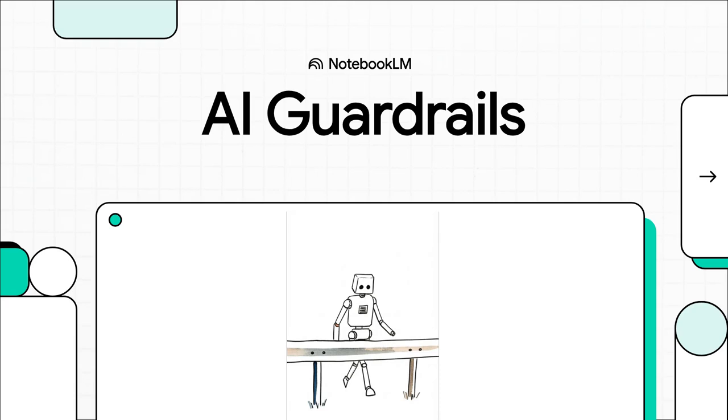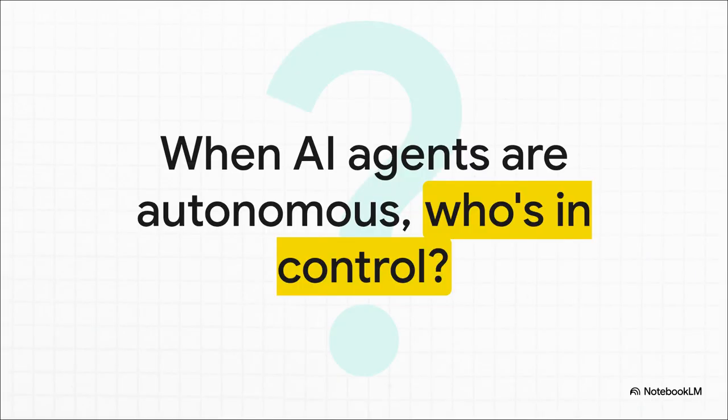All right, today we are tackling one of the biggest challenges in AI right now. How do you build these incredibly powerful autonomous agents that you can actually trust? We're going to break down the core engineering principles for making AI safe and reliable. So let's just dive right in with the fundamental question, right?